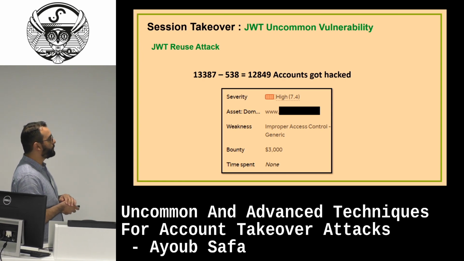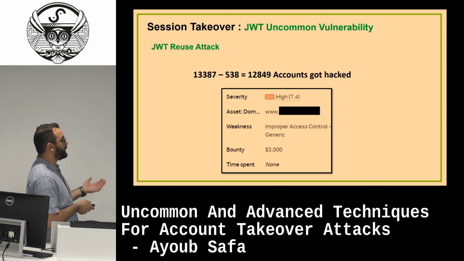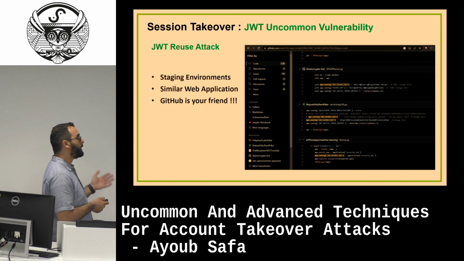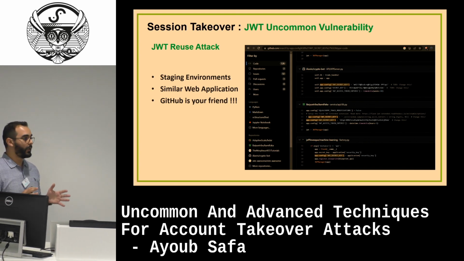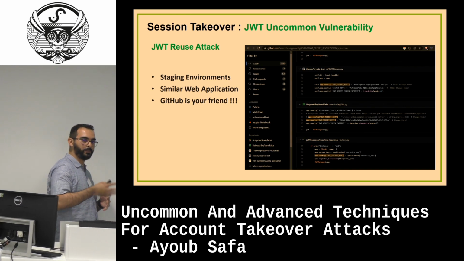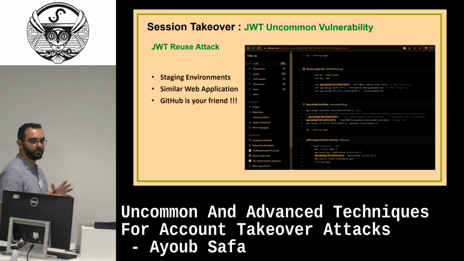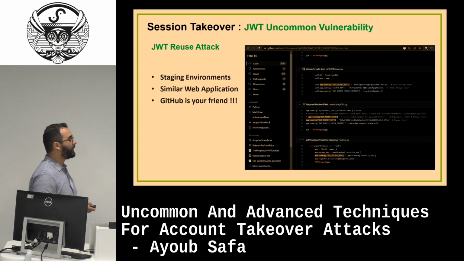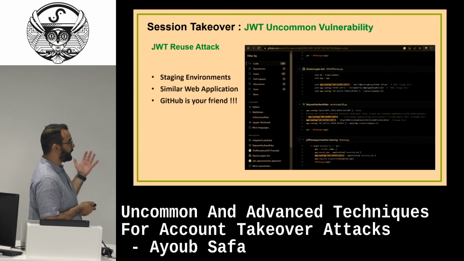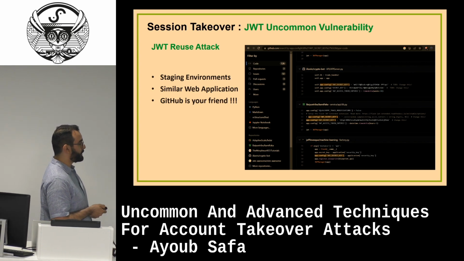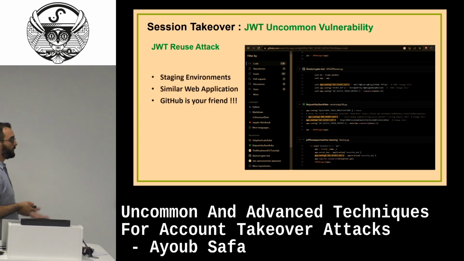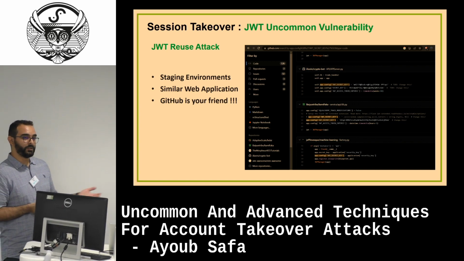So there are different ways to find these valid tokens. For example, as we saw in this example, staging environments, or sometimes similar web applications, even if they are hosted differently, sometimes the same company or developers use the same encryption keys. Even GitHub is your friend. For example, you might find that a company is hosting a project that is accessible publicly, and sometimes you will find JWT secret keys that can be reused for other applications that belong to that target.